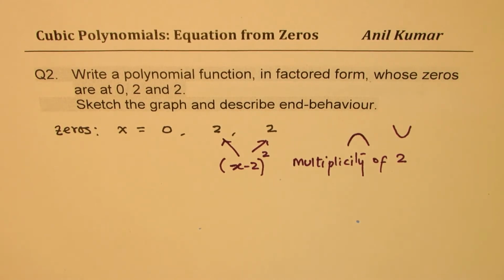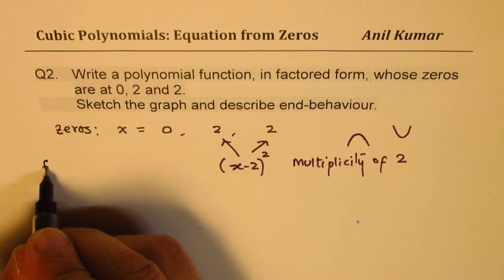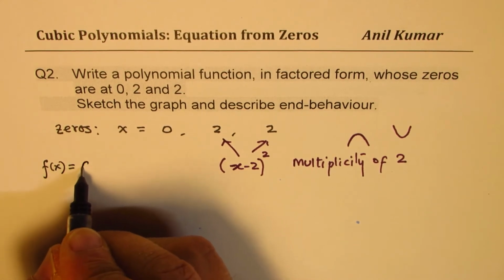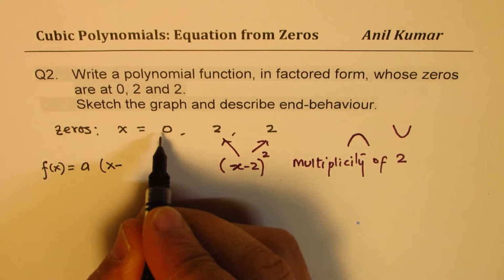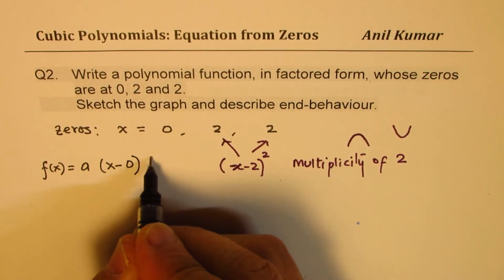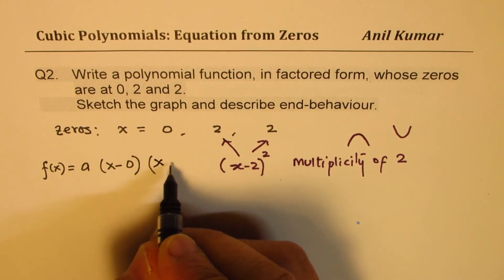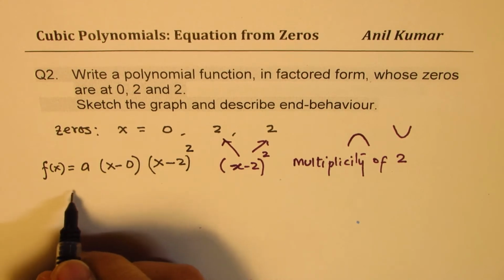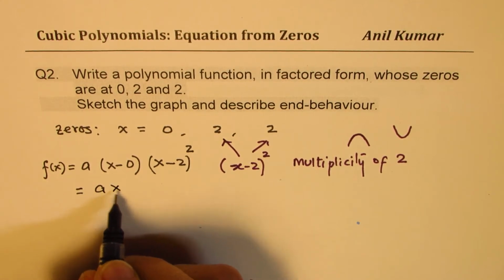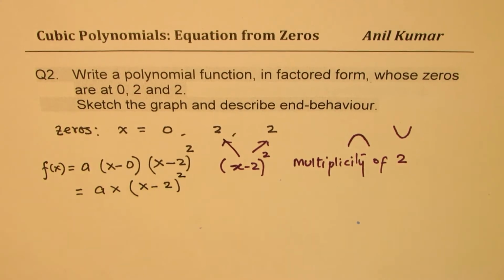So we have two scenarios here. So let me first write down the function with these two zeros. So we get the function f of x equal to a times x, since one zero is at the origin, 0, and the other one is at 2. So we get x minus 2 whole squared. So this is ax times (x minus 2) whole squared, correct?